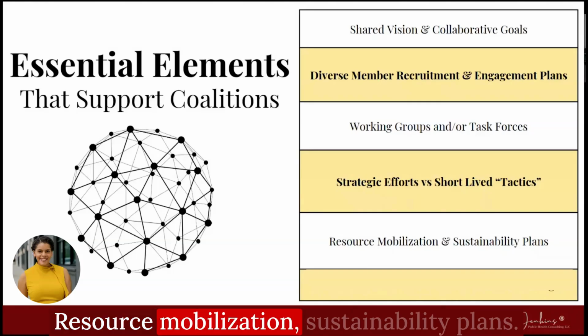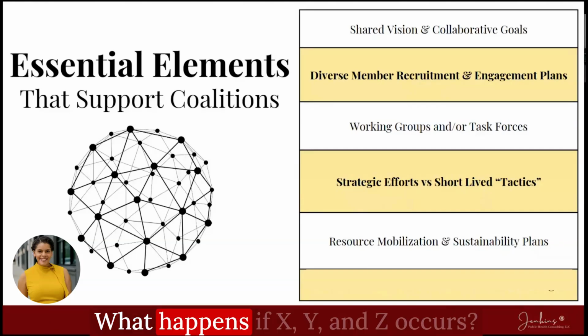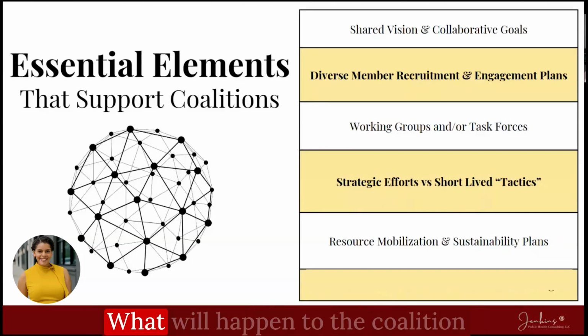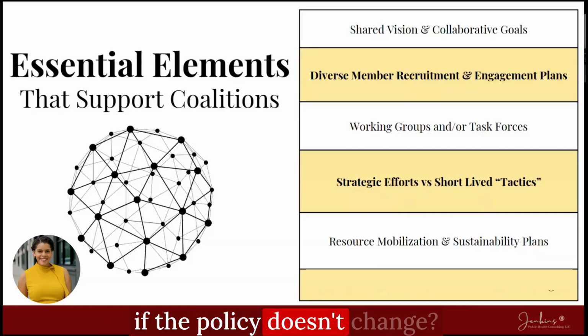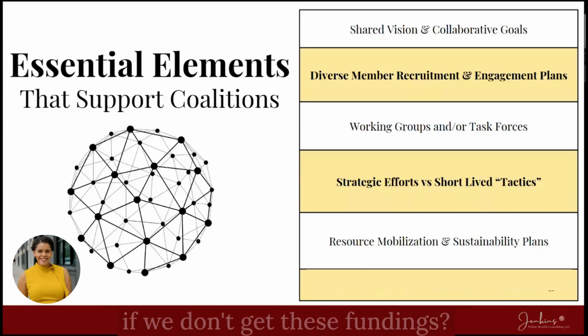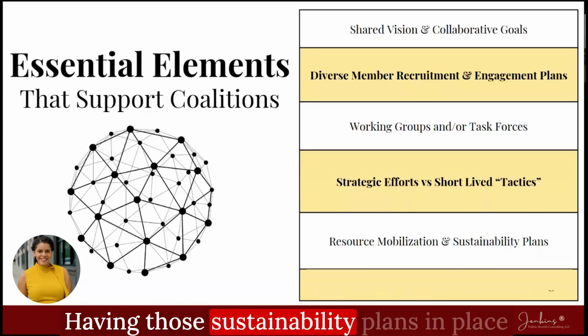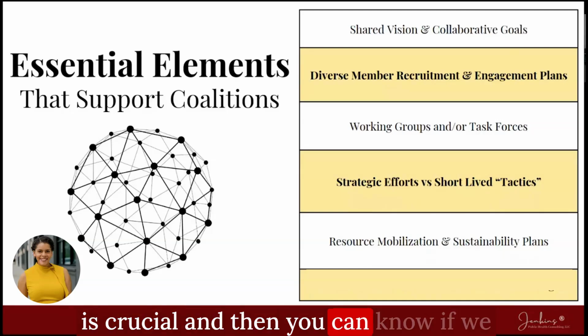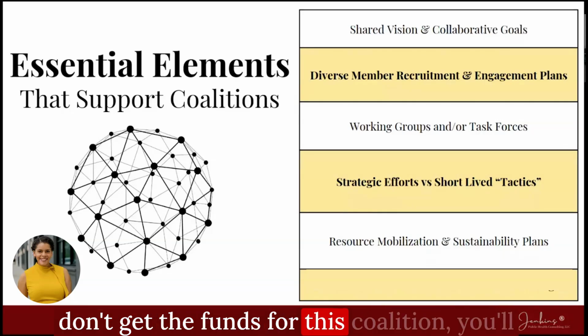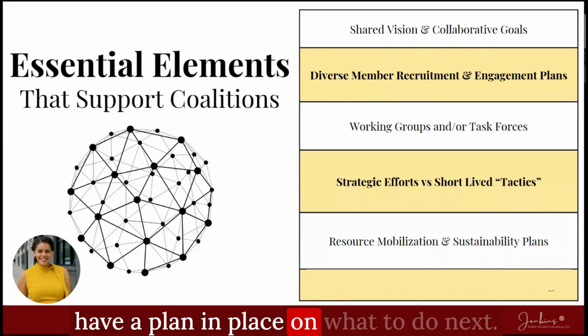Resource mobilization, sustainability plans. What happens if X, Y, and Z occurs? What will happen to the coalition if the policy doesn't change? What happens to the coalition if we don't get these fundings? Having those sustainability plans in place is crucial. And then you can know that if we don't get the funds for this coalition, you'll have a plan in place on what to do next.